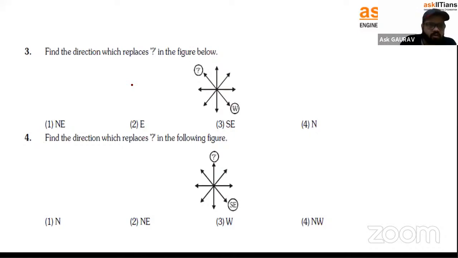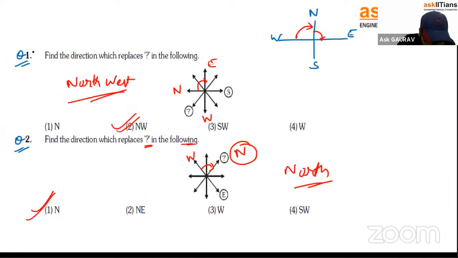Okay, a few more questions. Question 3. Only give the answer for the question. Nandini, what? Question number 2 is not clear. In which question? I'm talking about question number 2.